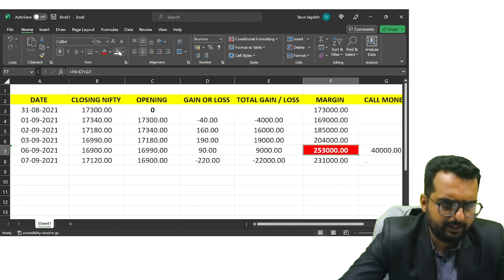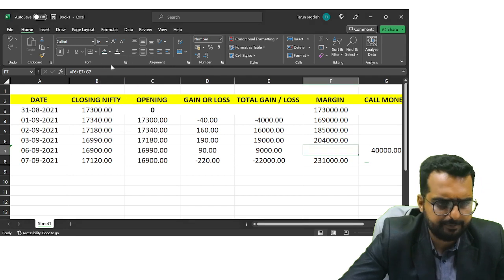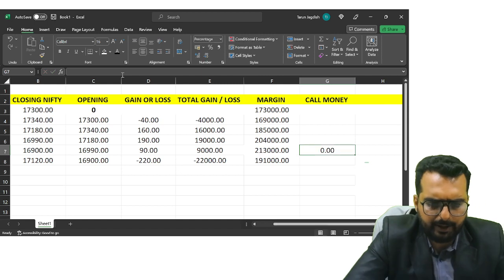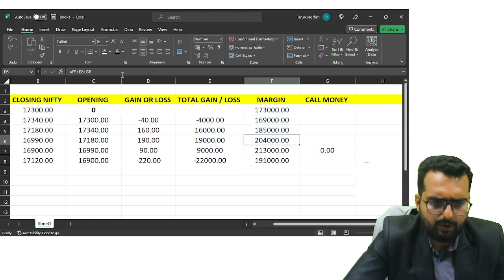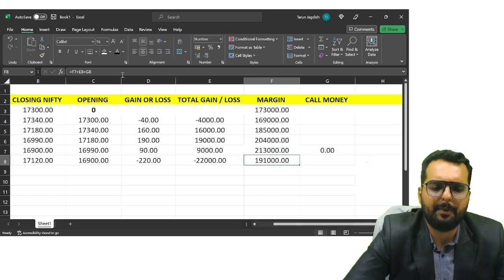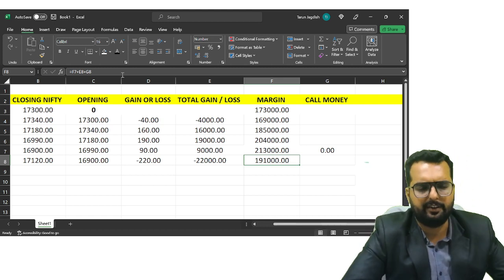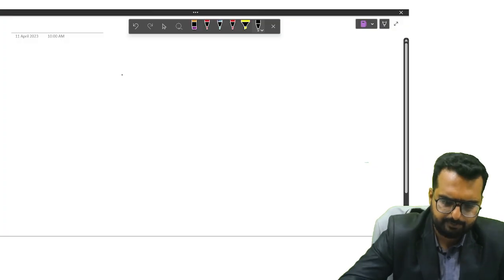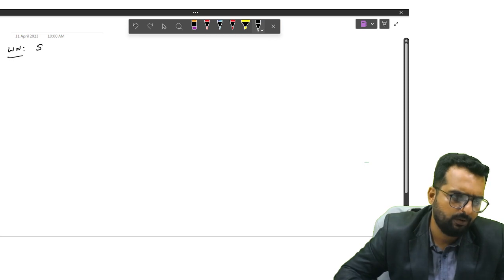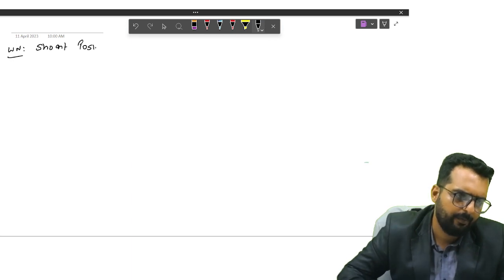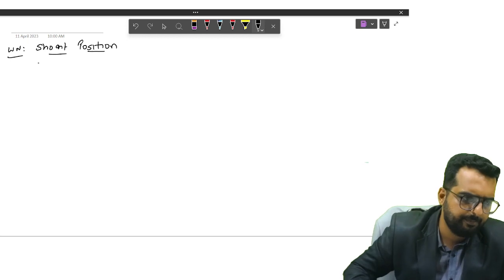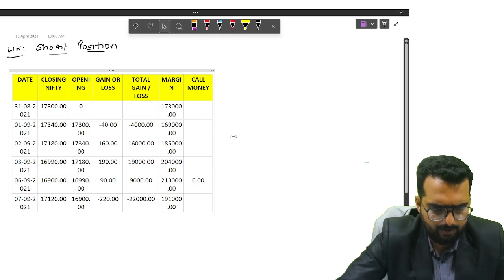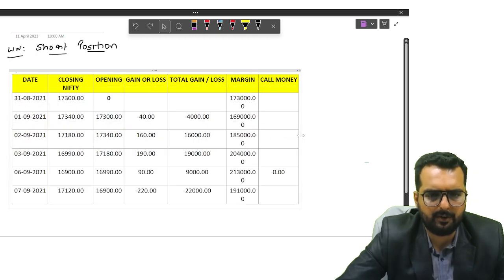Okay. But let me ask you one thing here. When the margin is changing like this, I don't think I need call money. 1,70,000, 2,04,000. I don't need any call money. So my call money turns out to be 0 in this case. Everybody clear? So I'll just go and copy down this now. Next working note. Short position. Okay. Right. Perfect.